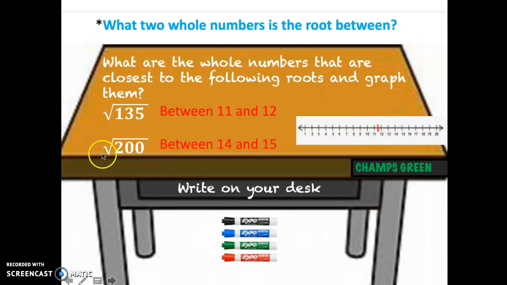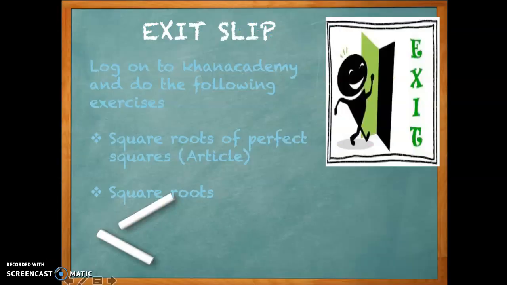For the root of 200, it's going to be between 14 and 15. And since 14 squared is 196, then you're going to put it just a little bit more. Okay, let's do it about here. Okay, so that would be the one for the root of 200. And this is how we graph imperfect roots.